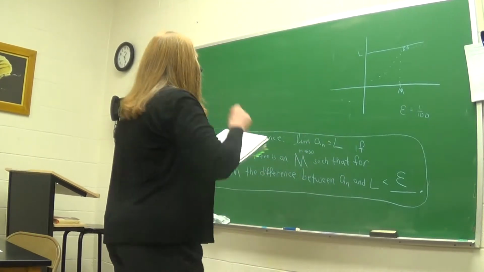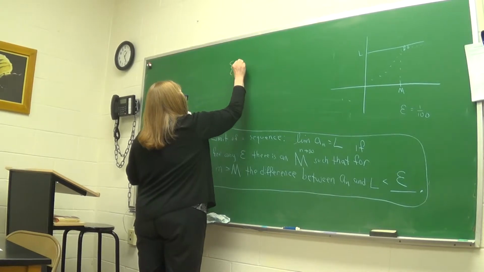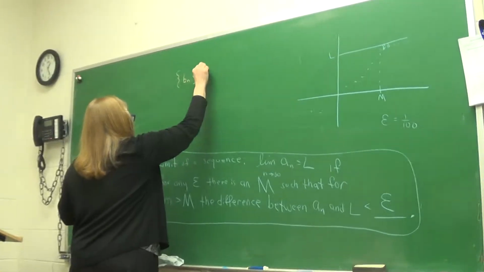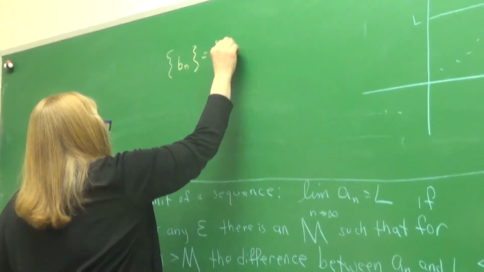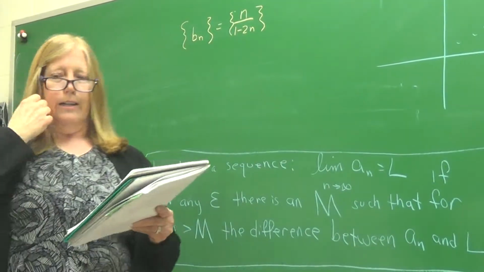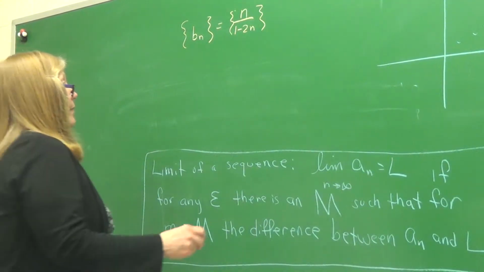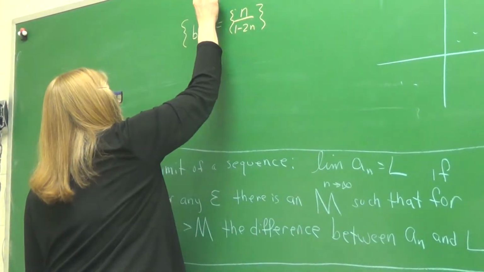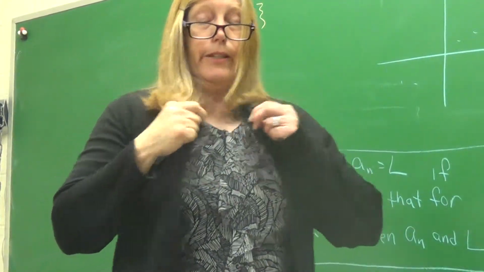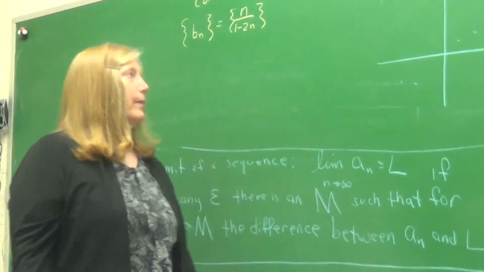I want you to see if you can find whether this sequence converges to a number, which we call the limit, and the sequence is b sub n. b sub n is 1 minus 2 over n. So see if you can recall. I'll start us off, and the question is, does this converge? And if it does, you'll tell me what it converges to. If it does not, you'll tell me so.